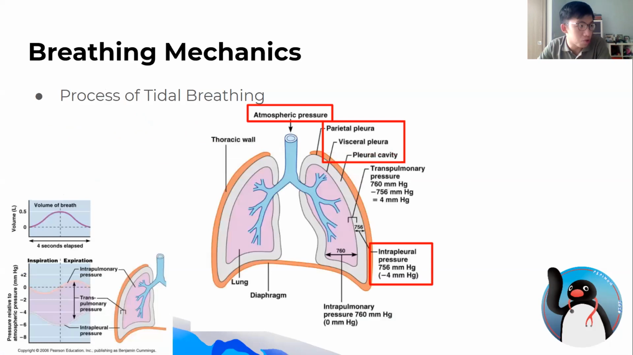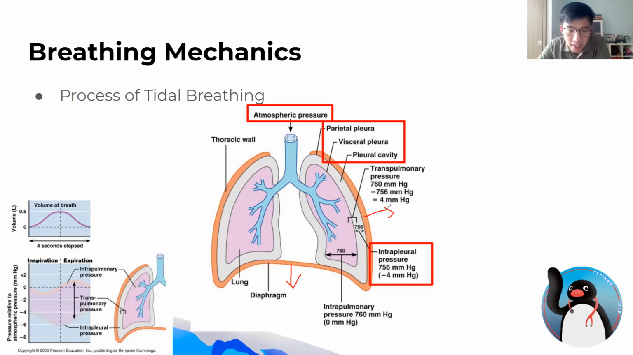So I'll just be going through the whole process briefly. During inhalation, there's actually the contraction of your chest wall and your diaphragm as well. So your diaphragm moves downwards and your chest wall moves outwards. And because of that, the alveoli are actually pulled to expand.